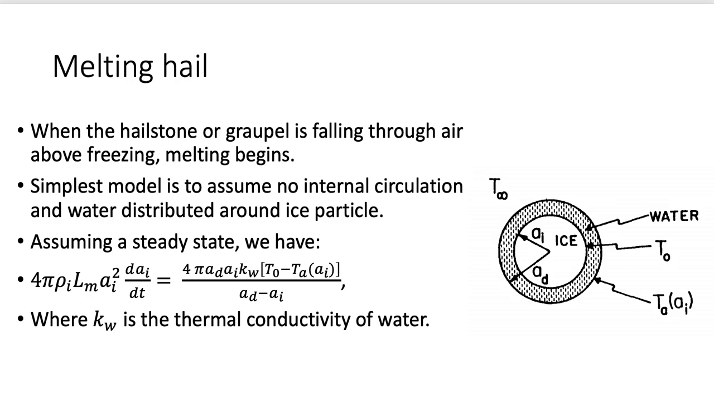Now, the first approximation is that the hailstone, this is true also for graupel, is falling through the air, and some melting begins. Now, if you imagine the hailstone, some outer layer begins to melt, just assume that this becomes liquid water, okay? And you can compute how the melting proceeds. You know, if a_i is the radius of the ice, how a_i changes as you continue to fall, and this melting continues.